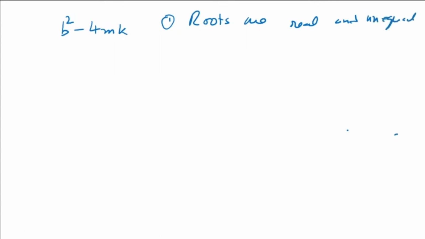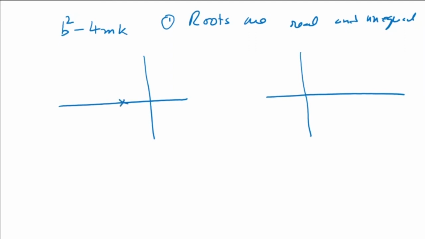Okay, so this is the first case. What are the three cases? b squared is greater than 4mk, b squared is less than 4mk, and b squared is equal to 4mk. These are the three conditions only, right? So what we see for the first case is roots are real and unequal. This means that these are my roots and this is the response of the system.